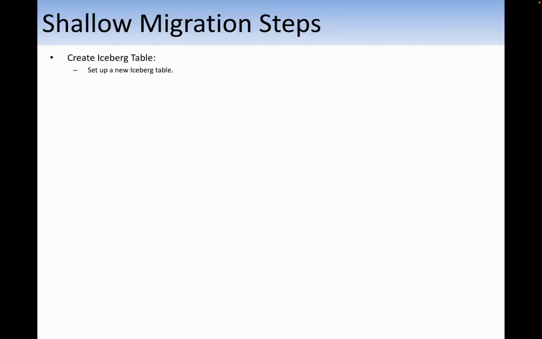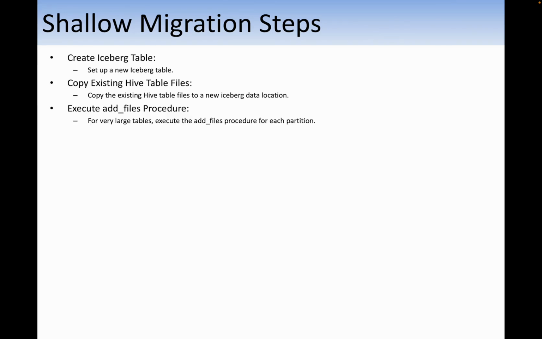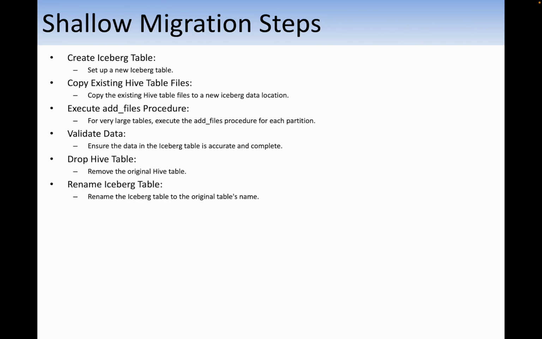Okay, what are the steps of full data migration? So create an Iceberg table in the new location. Copy existing Hive table files to the new Iceberg table data location. Execute the add files procedure. Okay, this procedure takes time, depending on the size of the table and the size of your cluster, and then do it by partition if you have a very, very large table. And of course, validate the data, test your application, drop the Hive table, rename.